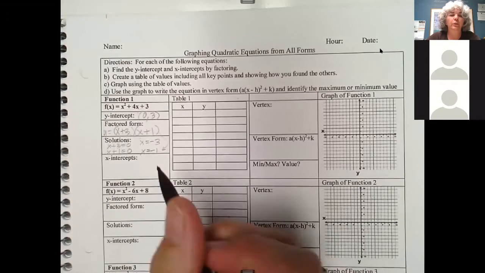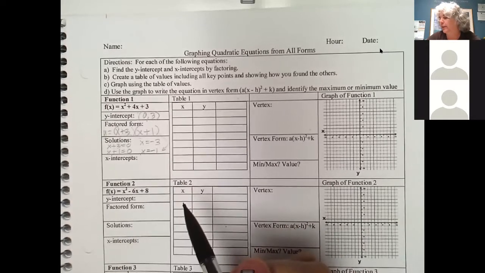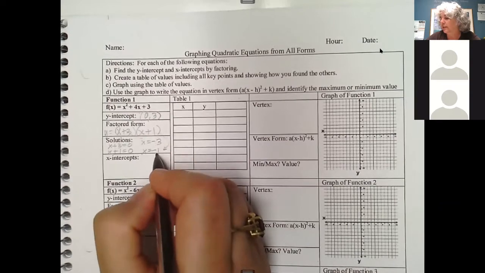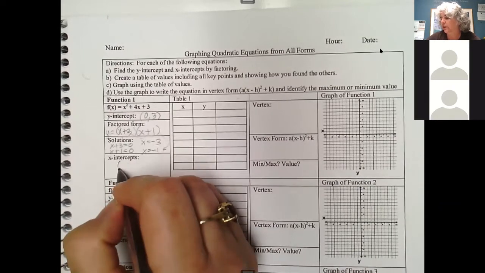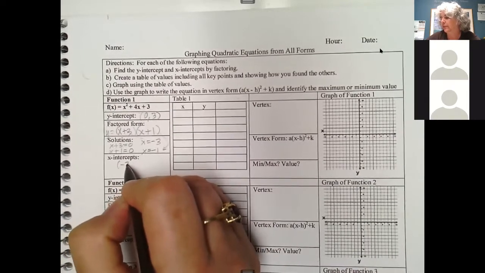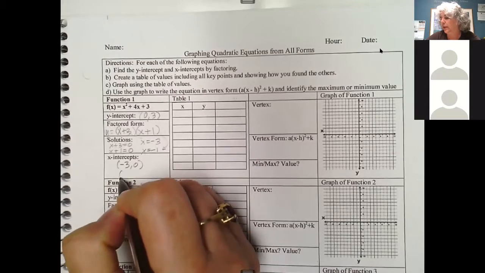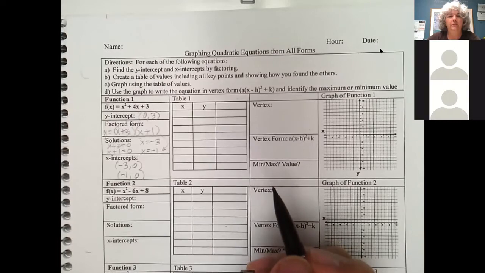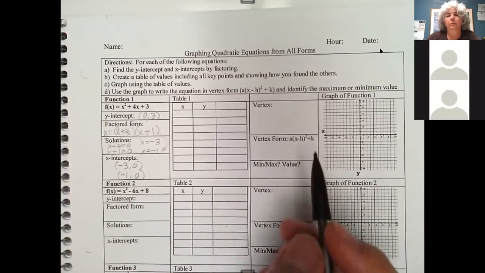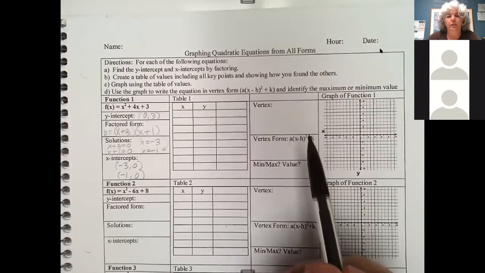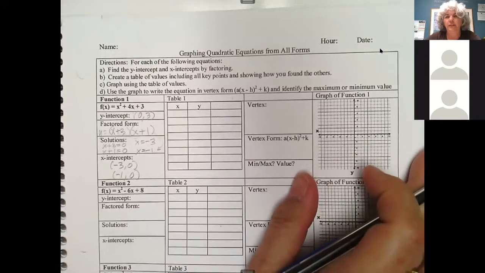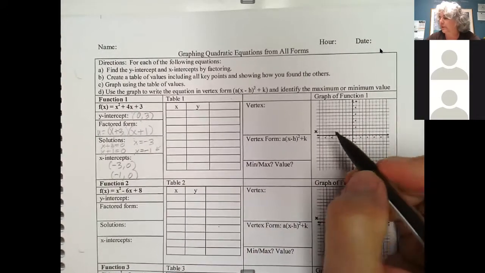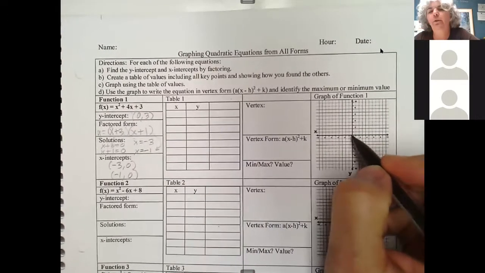And then taking those solutions and making them x-intercepts, well, these are on the x-axis, so they are x-intercepts. So it's (-3, 0) and (-1, 0). Those are the two x-intercepts. Let's go ahead and work on the vertex before we do the table here. I'm going to plot some of these things into the graph so we can see what's happening. So I've got (0, 3).